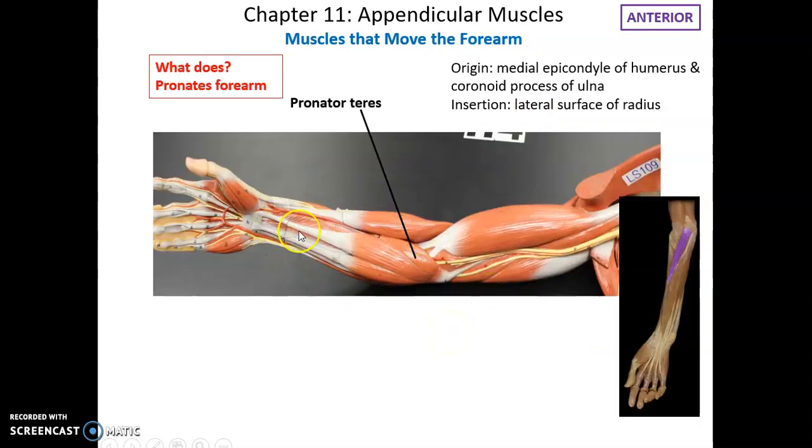Now we're looking at these muscles clearly in the forearm area. This includes the pronator teres. Pronator teres has its origin in the medial epicondyle of the humerus and the coronoid process of the ulna, and it inserts into the lateral surface of the radius. The pronator teres, surprise, surprise, helps to pronate the forearm, so it helps to turn the forearm so that the palm is facing posteriorly. And these are all anterior muscles of the forearm.